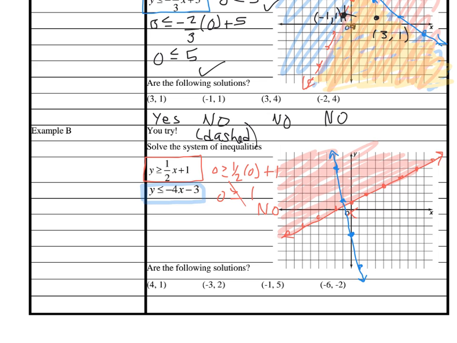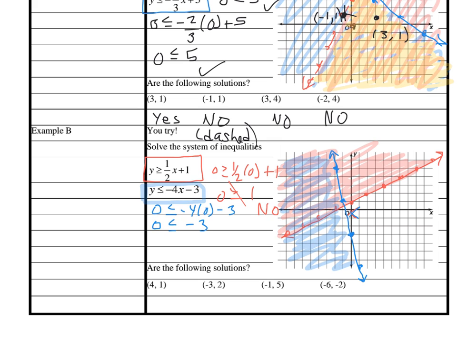Because (0, 0) is not on the line, I can check it, so I'm going to use that. 0 is less than or equal to -4 times 0 minus 3. So 0 is less than or equal to -4 times 0, which is 0, minus 3, I'm left with -3. 0 is less than or equal to -3? That's not true. This is saying that -3 is bigger than 0, which isn't true. So I do not want to shade over here. So that means I want this side of the line.